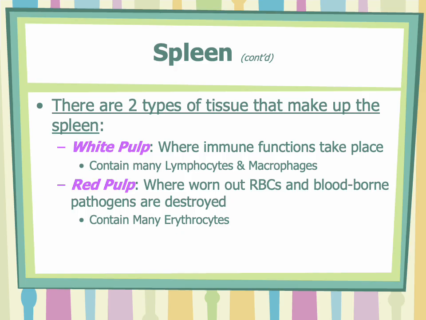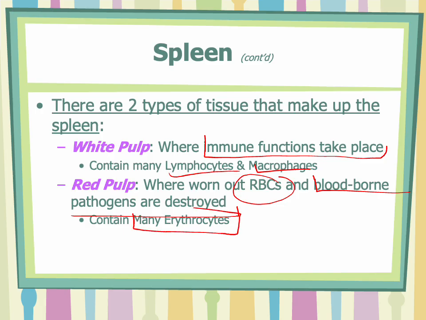The spleen has two types of tissue mainly. So we have the white pulp. This is where the immune function is going to take place. So we have lymphocytes and macrophages. And then red pulp, which contains RBCs or red blood cells, and any blood-borne pathogens that are here are destroyed. By who? Well, white cells. And it also contains many erythrocytes. Why? Because this is where a lot of these red cells come to die.